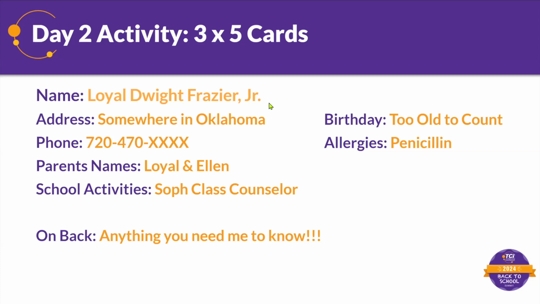So I give them my whole name, and then I have a story for everything. So my name's Loyal Dwight Fraser Jr. Don't call me Junior, and don't call me Dwight. And I tell them why, and ha ha. Where I live, I give them a number that they can reach me. Ours goes through Zoom. I want their parents' names. I want to know what they do at school. I want their birthday, because so many kids don't get anybody to say happy birthday to them, and I want to be able to do that.